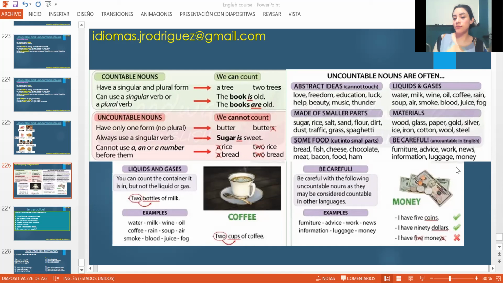And be careful. We have some uncountable nouns in English that are not uncountable in other languages. Tenemos algunos sustantivos incontables en inglés que no son incontables en otros idiomas. Por ejemplo, furniture, muebles. In Spanish, for example, we can say un mueble, dos muebles, tres muebles. But in English, we cannot say one furniture, two furnitures, three furnitures. No. Okay, furniture involves all of them.